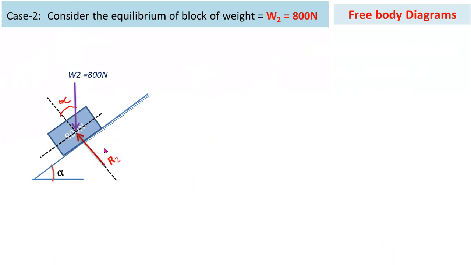Now R2 is the normal reaction between the block and plane. T is the tension in the cord or tension in the string. Now the direction of motion of this block is downward, so you have to consider upward frictional force. This is the direction of motion. You have to consider opposite frictional force. This is the direction of the frictional force. Friction force is always opposite to the direction of motion.